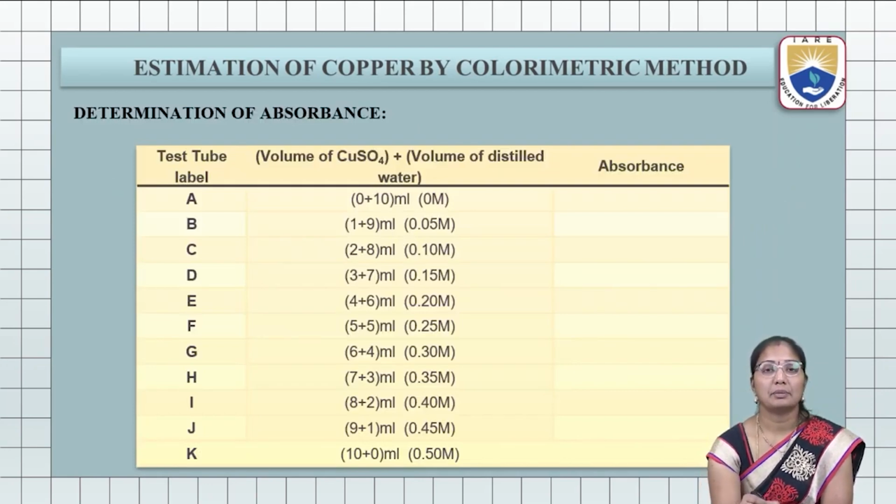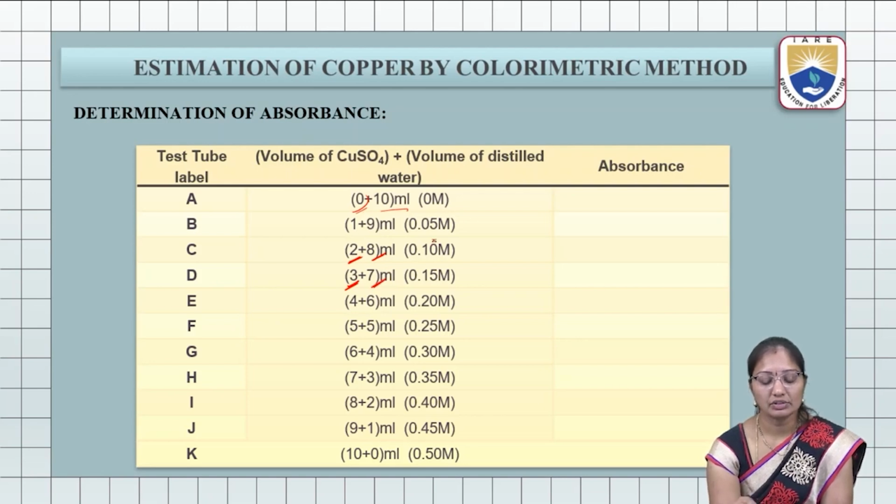So this is the tabular column where 0 plus 10 ml means here we are not adding the copper. Next, B is 1 plus 9 ml. C is 2 ml of copper sulfate plus 8 ml of water. And D is 3 ml of copper sulfate and 7 ml of water.